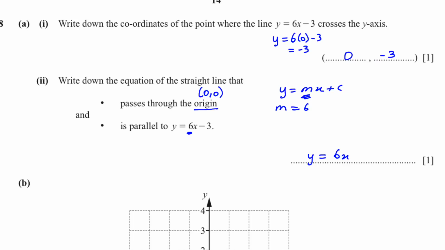Suppose you had another number, not 0, 0, and you were trying to find the equation of the straight line. Then we will replace the y, which is 0 here in this case, the m, which is 6, and x, which is 0, to find c. 0 is equal to c.